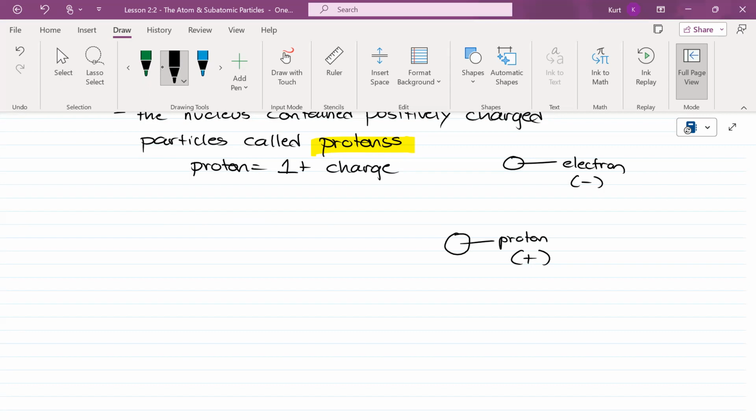Here's what they realized. There is something in the nucleus keeping the protons still.